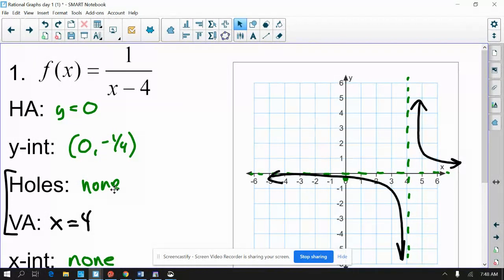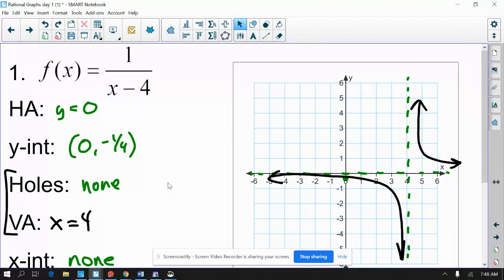Any holes? No, because nothing cancels out. No factors cancel out between top and bottom. Is there a vertical asymptote? Yes, x equals 4. It makes you divide by 0, and that factor did not cancel out. So I get to graph that. X equals 4, vertical asymptote right here. And my graph will never cross a vertical asymptote, never.